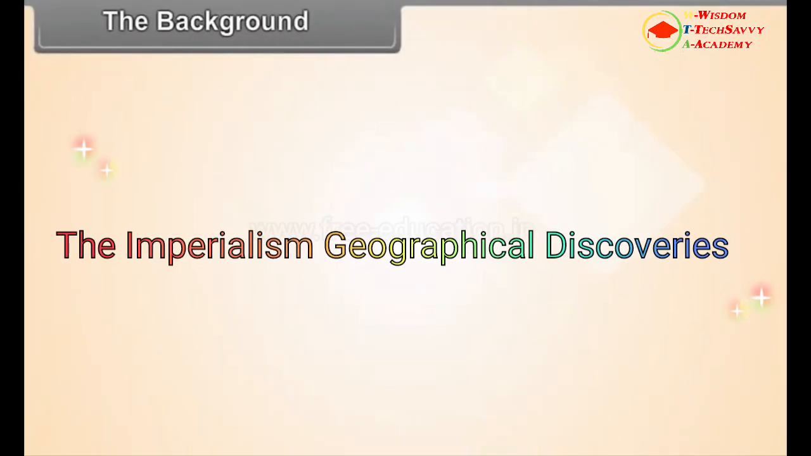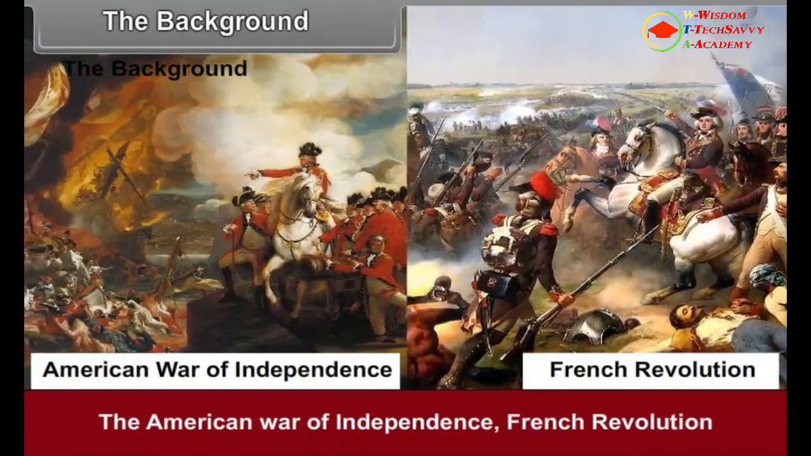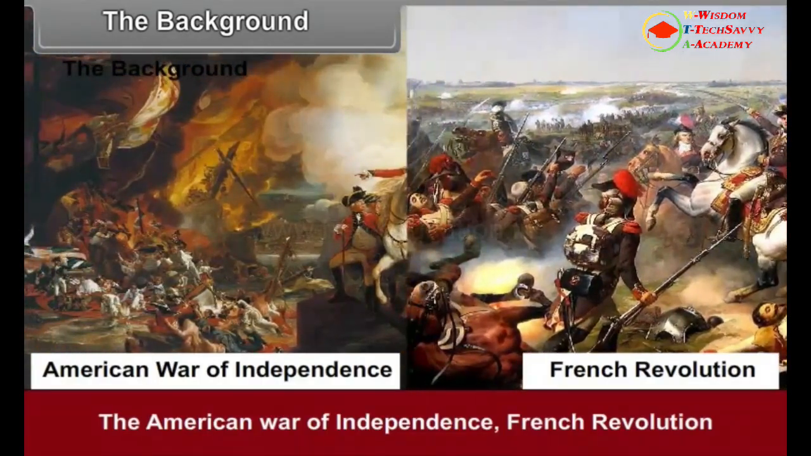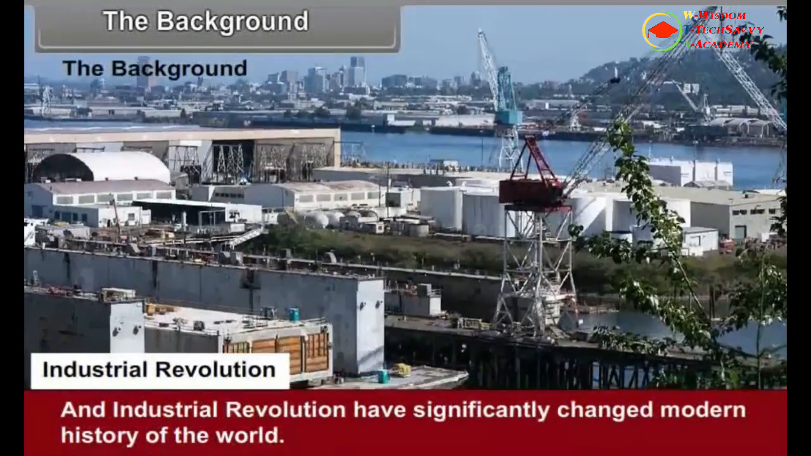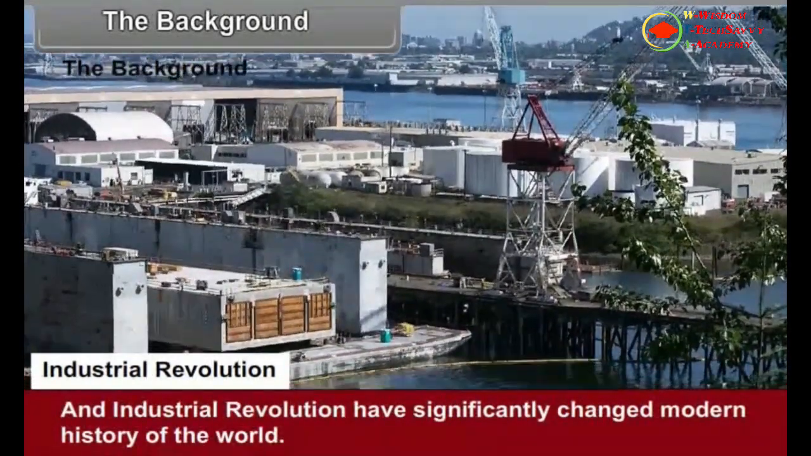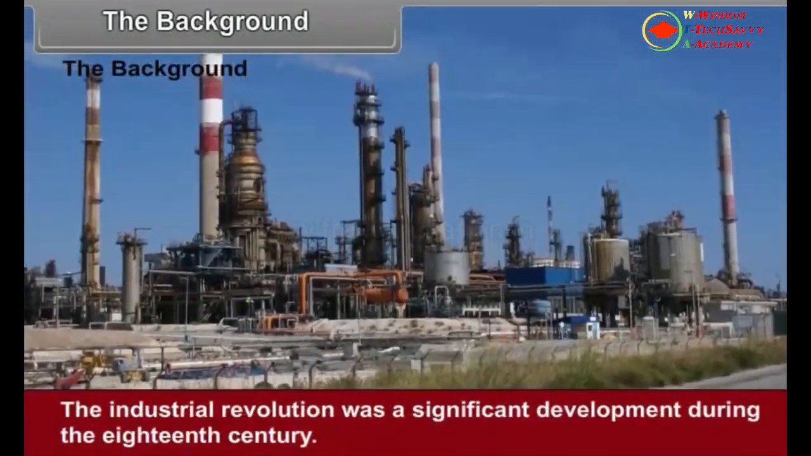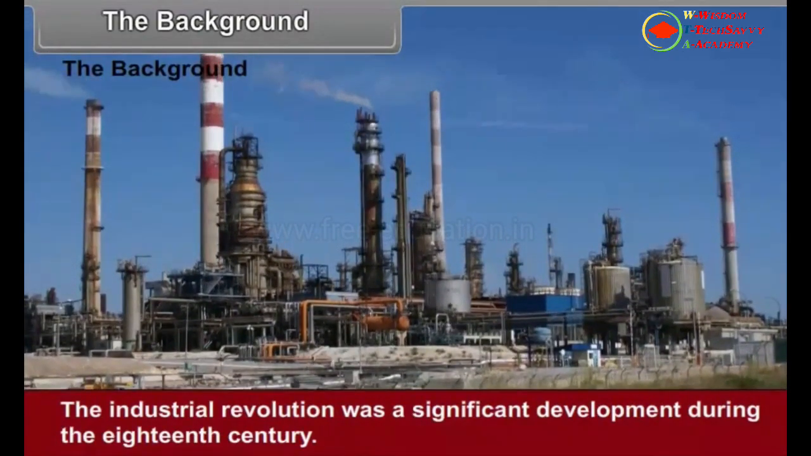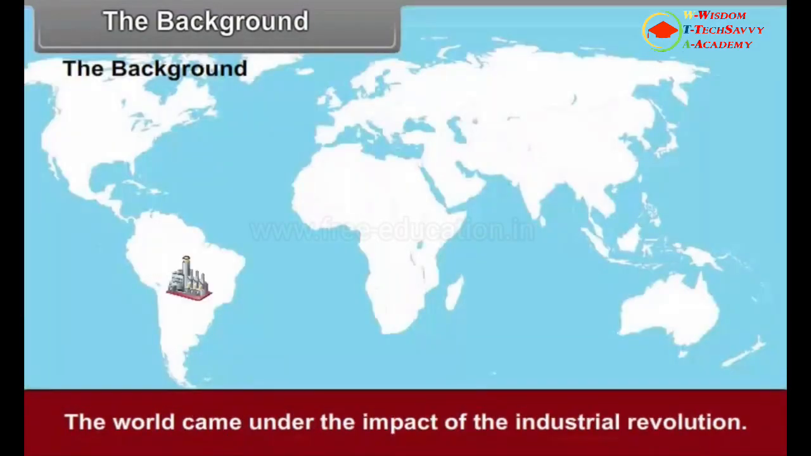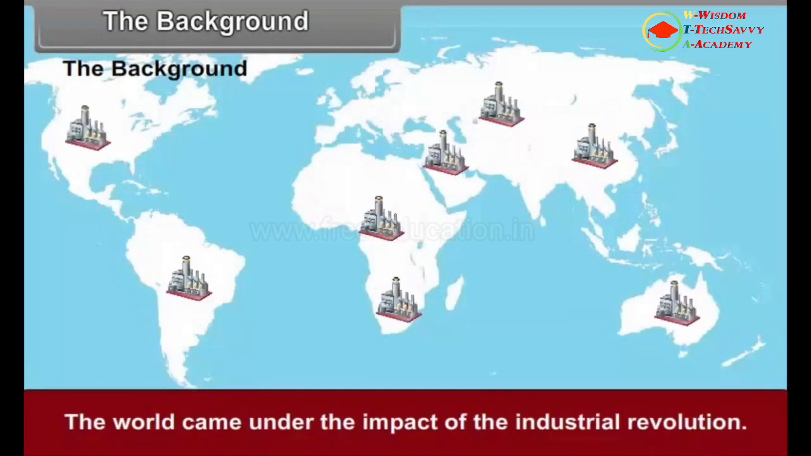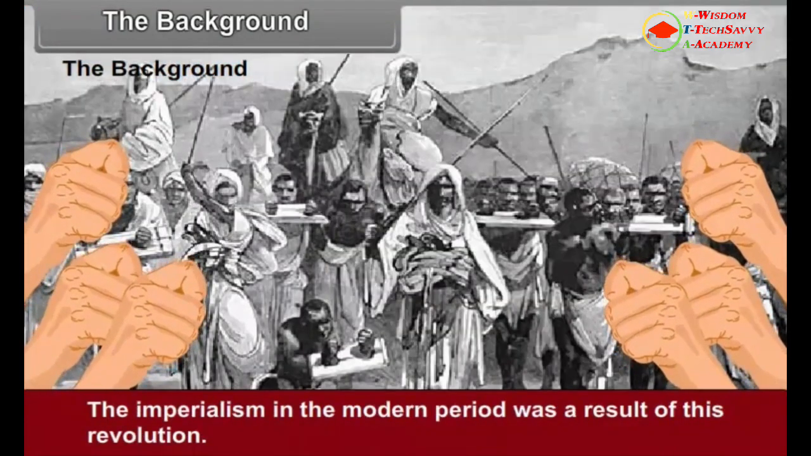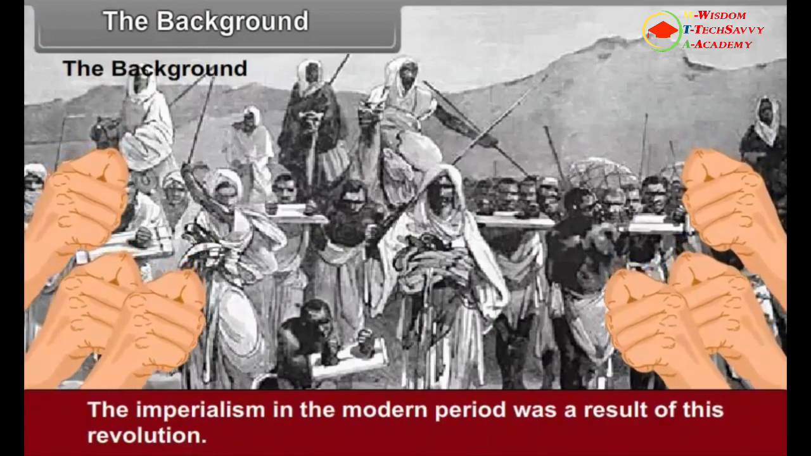Chapter 1. Imperialism. A. Geographical Discoveries and Imperialism. The background. The American War of Independence, the French Revolution, and the Industrial Revolution have significantly changed the modern history of the world. The Industrial Revolution was a significant development during the 18th century. The world came under the impact of the Industrial Revolution. Imperialism in the modern period was a result of this revolution.